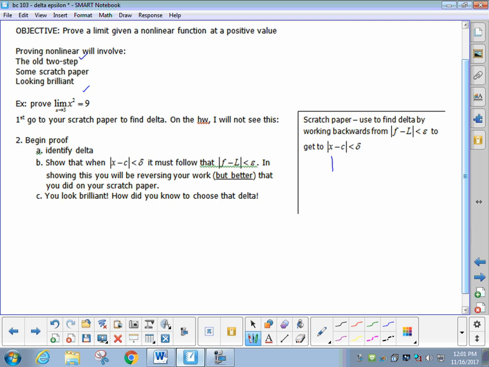I need to find a delta that makes this all happen. Now if f is x squared minus the limit, 9, is less than epsilon, I want to take this back to figure out, all right, x minus 3 must be less than question mark. If I could get this to there, then I'll know my delta, because that is, in fact, delta, how close I need to get x to 3. You with me? That's the goal, to take that to that. Now, how could you take that towards there?